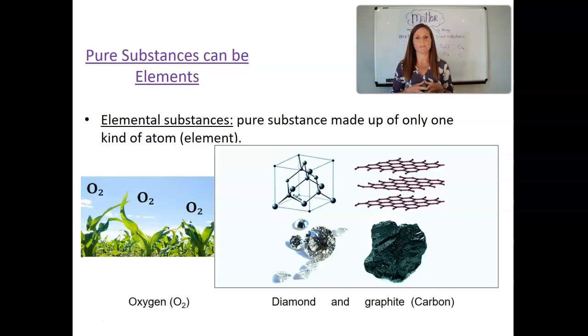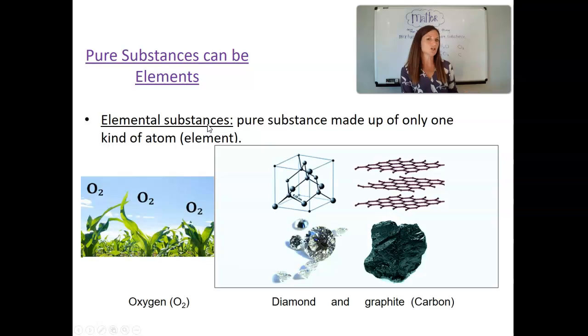An elemental substance is made of only one kind of element. So you can have a pure element like oxygen, or you can have an element like carbon that is combined to make diamond in an orderly fashion, or is a little bit more disorderly arranged and exists as graphite. So both diamond and graphite are made up of only carbon atoms. They're both considered elemental substances.